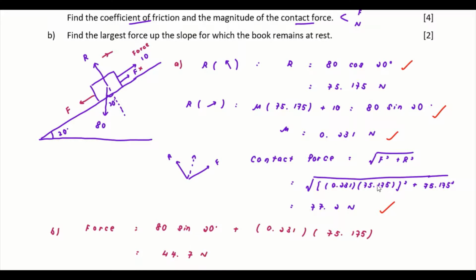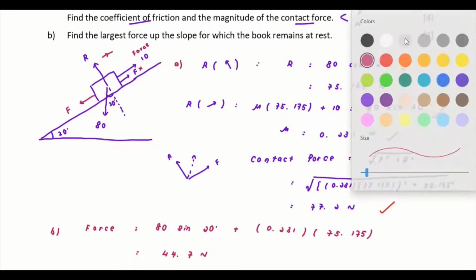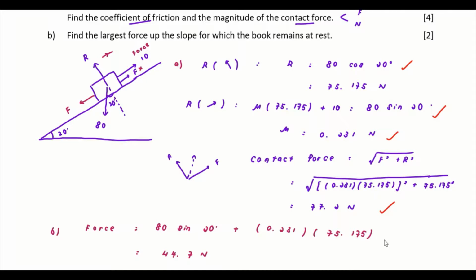This answer should be greater than the earlier one, because that was the part that just tries to prevent the book from slipping down, right? Okay, so for this question, it is easy: first mark for here, second mark for here. Okay, so that's the part for question 3.